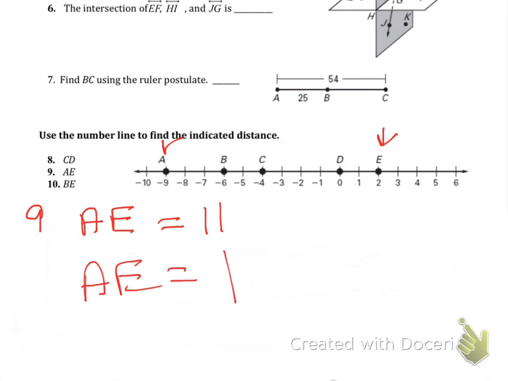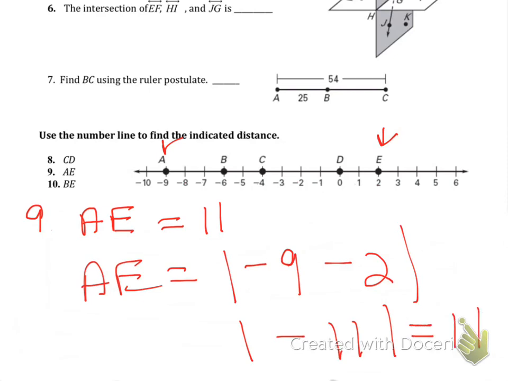So your first letter is A. Negative 9 is the value for A minus 2, which is going to be negative 11. To get the absolute value, you take the number without the sign, and that's going to be 11. So there you go, those two answers matched. For CD, we had 4, and for AE, we had 11. Okay, so let's do our next problem.